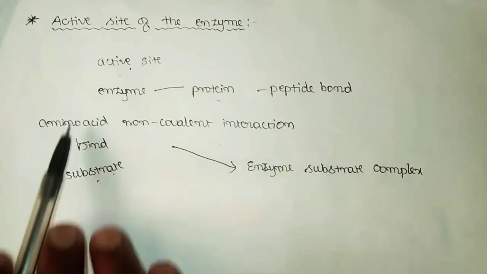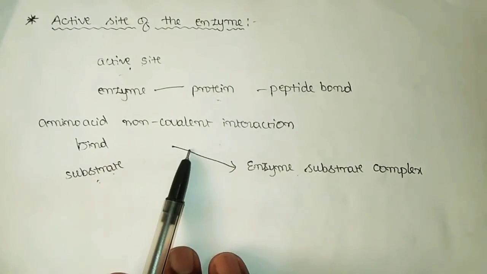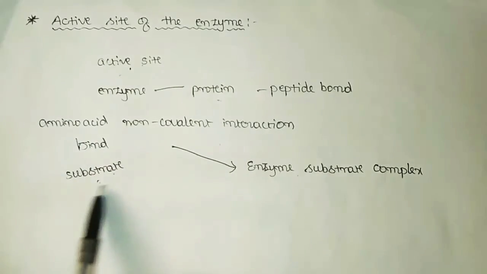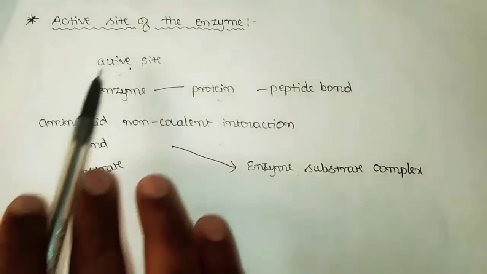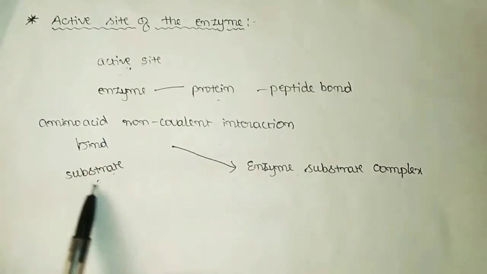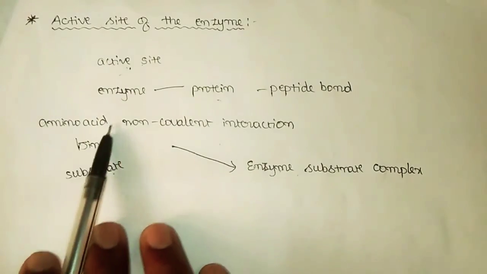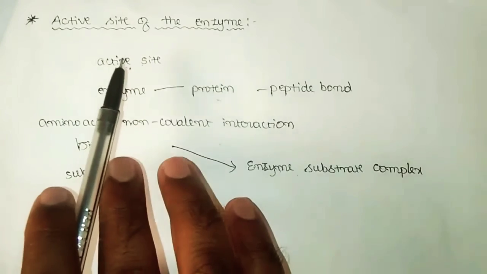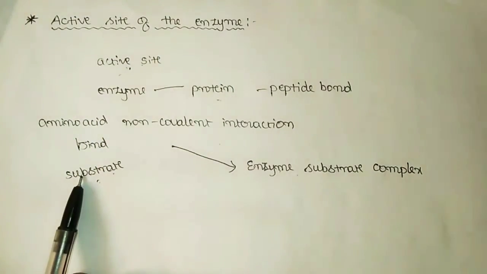But not all the amino acid residues present in the protein part of the enzyme will perform this function. Only specific or unique amino acid residues do. That means at the active site, the enzyme represents a unique three-dimensional region involving amino acid residues, and only those amino acids present in the active site can bind the substrate molecule through non-covalent interactions.